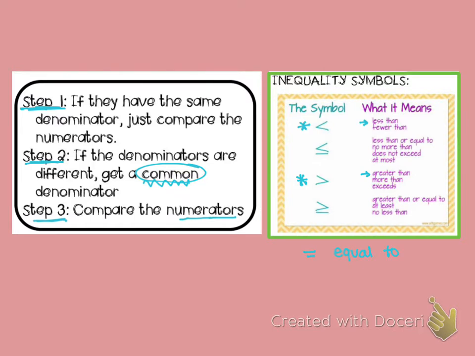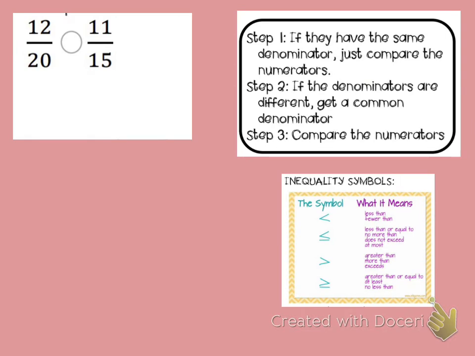Okay, so number 1, we have two fractions. So remember, the first thing we're going to do is see if they have common denominators. In this case, they do not. They have a 20 and a 15. So we are going to do step 2, which says if the denominators are different, get a common one.